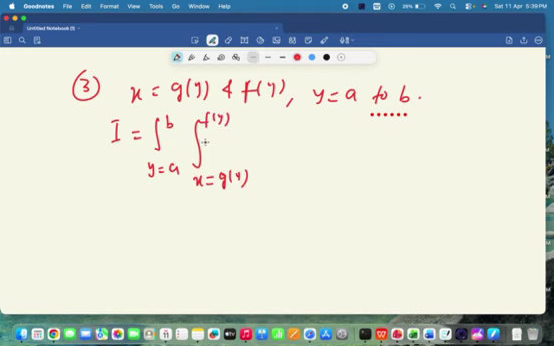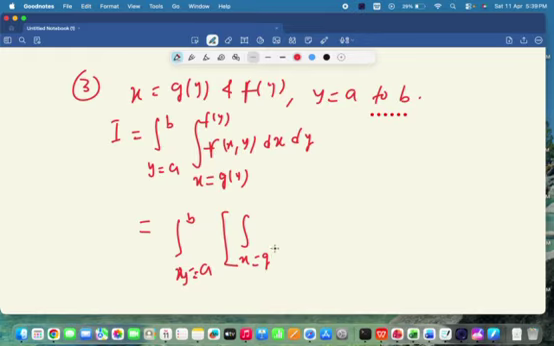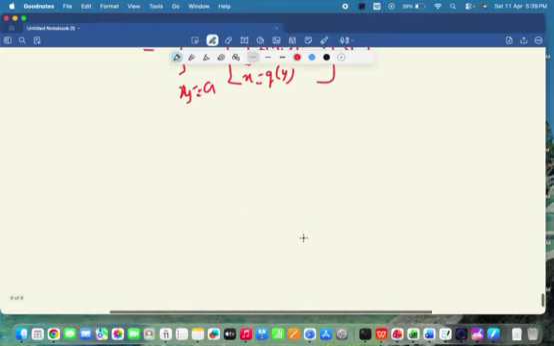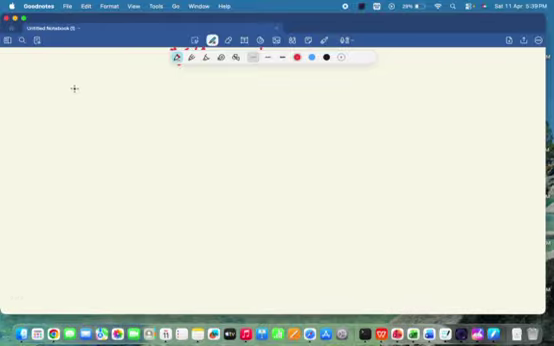g of y, f of y, you can put f of y, g of y, both are the same thing. Of f of x comma y, first solve dx and then dy. Okay, that means y is equal to a to b, and then we solve x is equal to g of y to f of y, f of x comma y. Firstly solve the variable limit dx and then dy. Okay, so let's try a problem.